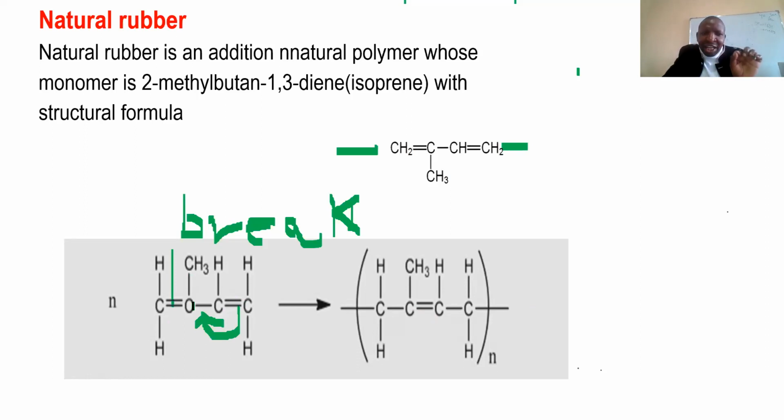Only one double bond breaks. And that is why after the double bond breaks, we have a free end here, and a free end on this side. Then the other double bond will shift its position to the center. Do you understand now?